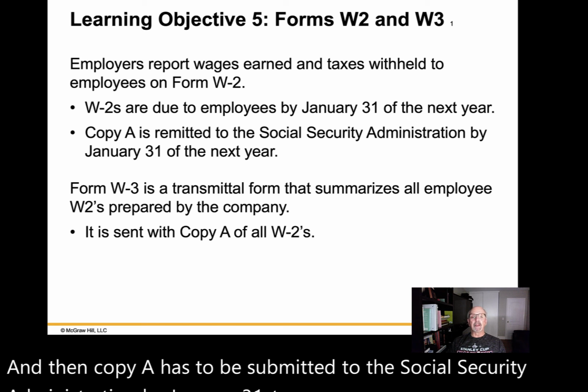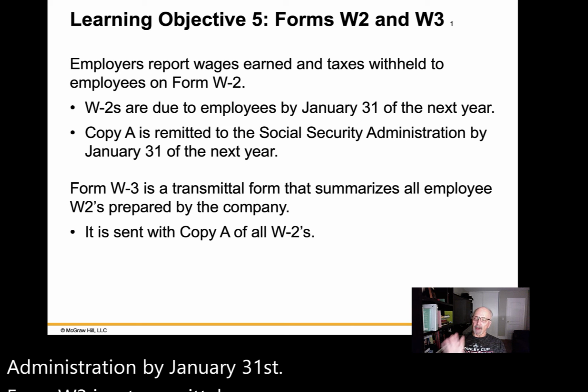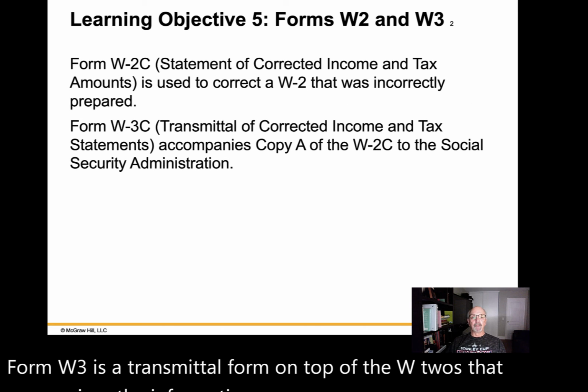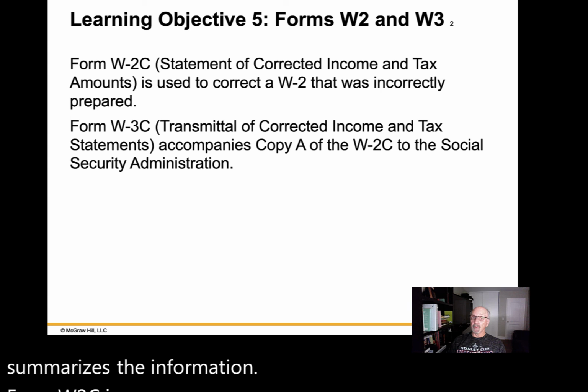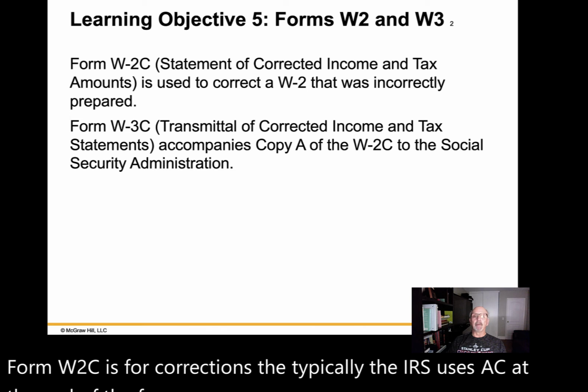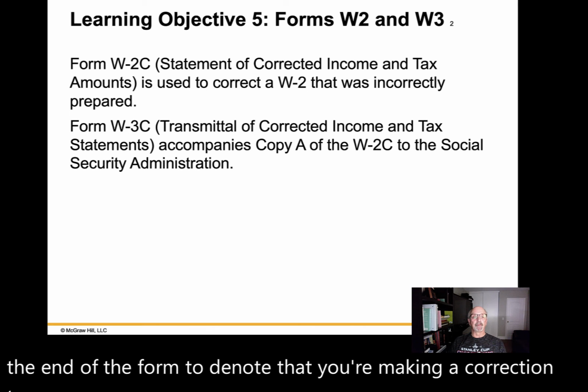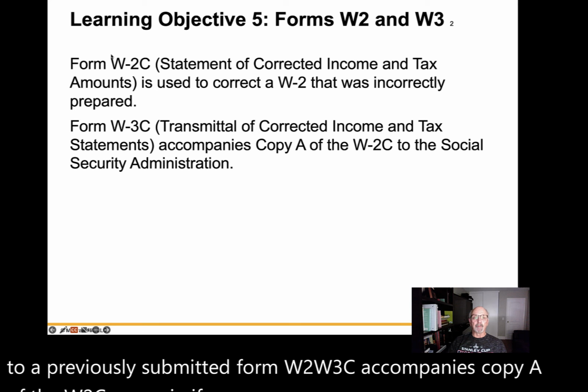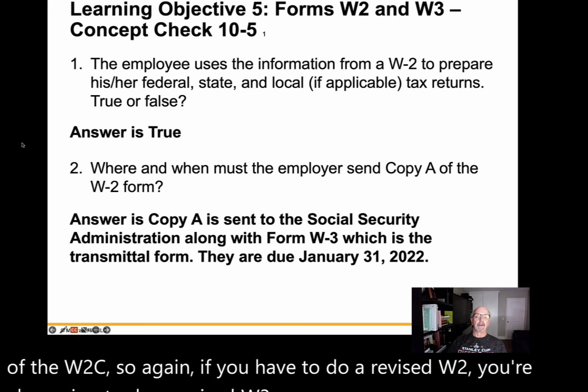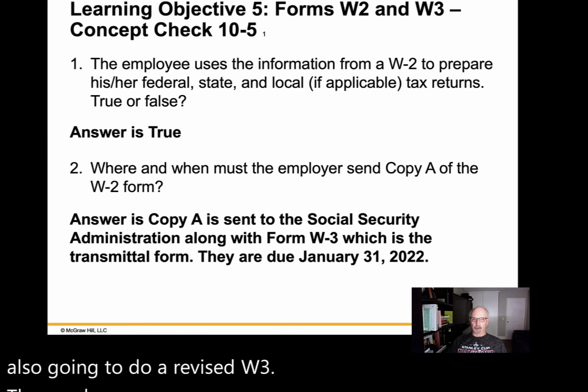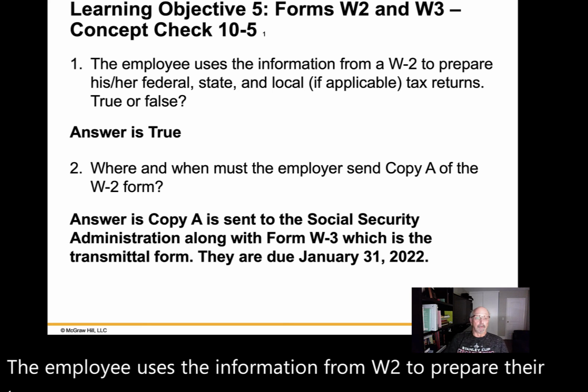Form W-3 is a transmittal form on top of the W-2s that summarizes the information. Form W-2C is for corrections. Typically, the IRS uses a C at the end of the form to denote that you're making a correction to a previously submitted form. W-3C accompanies Copy A of the W-2C. So again, if you have to do a revised W-2, you're also going to do a revised W-3. The employee uses the information from the W-2 to prepare their tax returns. True, we all know that.